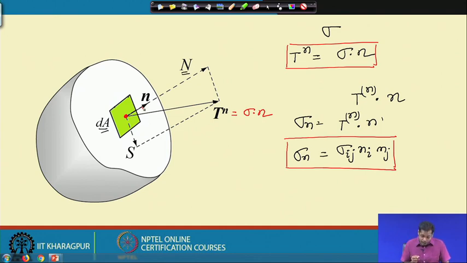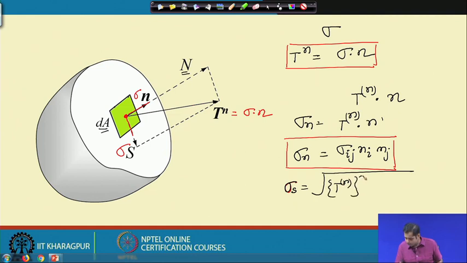Okay. If I have to get the shear stress on this plane, suppose this is the shear stress sigma s, and this is the normal stress sigma n. Then sigma s will be given using Tn, the resultant force: Tn squared minus sigma n squared. Now, this you can write in index form.